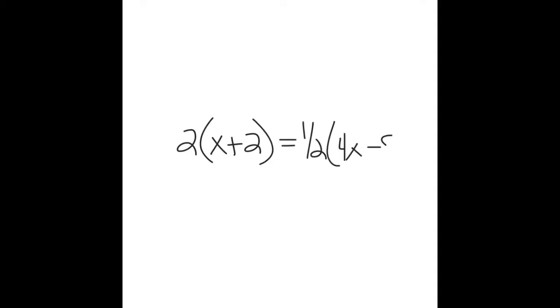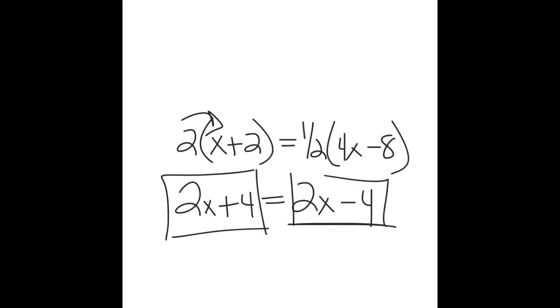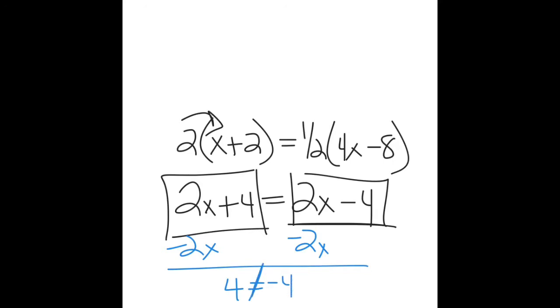And the last example, which is one that we just did, like 2 times x plus 2 equals 1/2 of 4x minus 8. Well, when I distribute, that becomes 2x plus 4 equals half of 4x is 2x minus 4. Do you have the exact same values on both sides? No. And you notice that when you subtract 2x from both sides, you get that 4 equals negative 4. And that's never going to happen. So that means no solution.